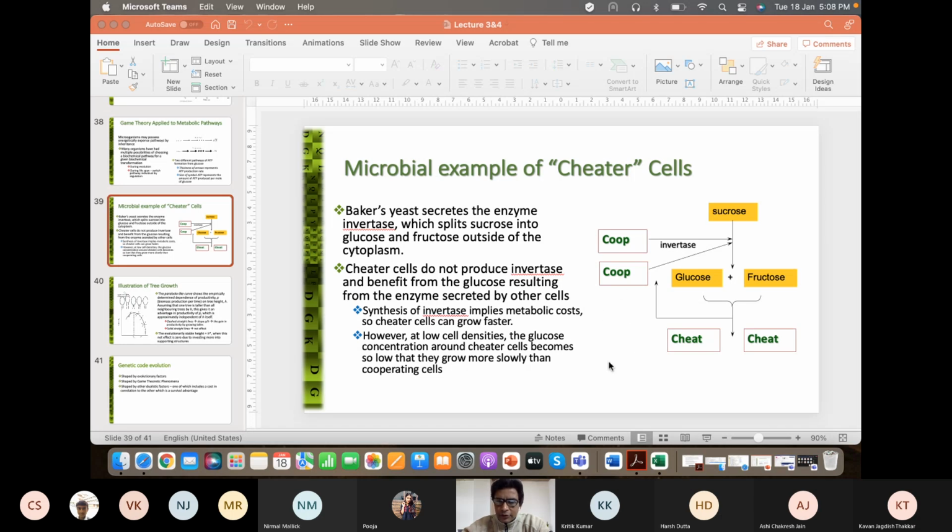Now, this does not go on forever, of course. Whenever the concentration of the cheater cells goes high and the cooperative cells become low, or when you are looking at low cell densities, when the environment is relatively not supporting growth because of other adverse conditions, then you find that these cooperative cells will actually thrive better because they are the ones that are able to convert whatever is present in the system from sucrose to glucose and fructose. So finally, it is always these cells that are going to win, and the cheater cells are going to have a problem.